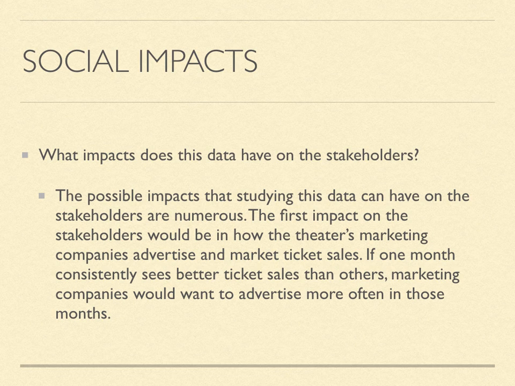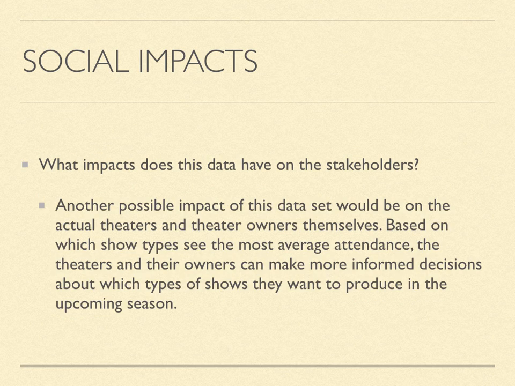The first impact on the stakeholder would be in how the theater's marketing companies advertise and market ticket sales. If one month consistently sees better ticket sales than others, marketing companies would want to advertise more often in those months than in the months that do not see as much gross sales. Similarly, this data also helps to conclude that the marketing done in the months that do not see as much gross sales, such as February and March, should not have a lot of advertising because these months are not selling tickets well anyways.